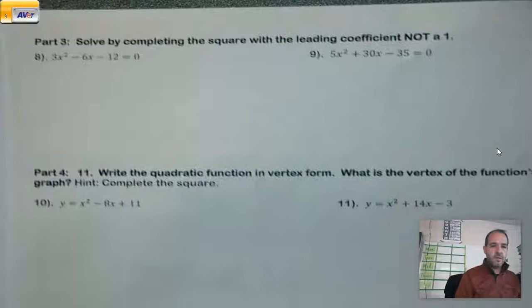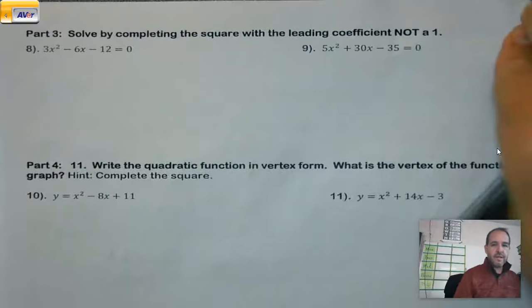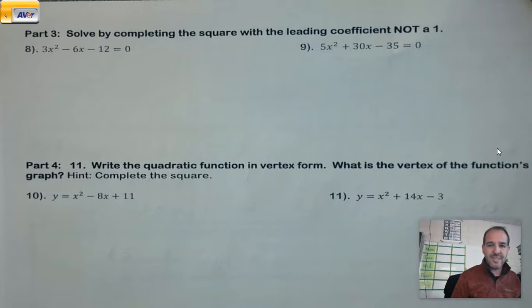So as we flip over here, all right, solve by completing the square with a lead coefficient not a 1. Okay, here's all we've got to do here. Nothing complicated. Whatever the lead coefficient is, we're going to divide everything by it. Now, we're not factoring here. We're just dividing, straight up dividing. X squared minus 2x minus 4 equals 0. And now it's the same thing.